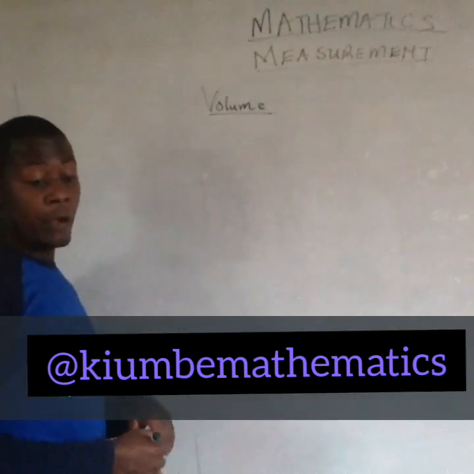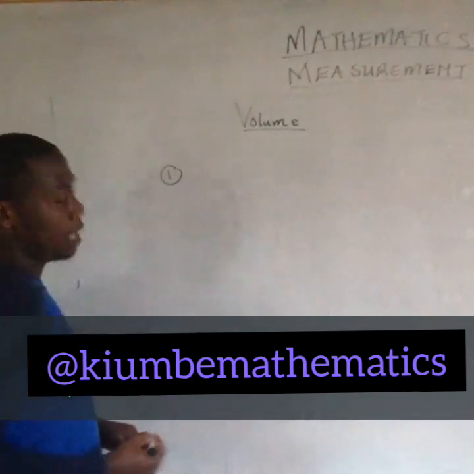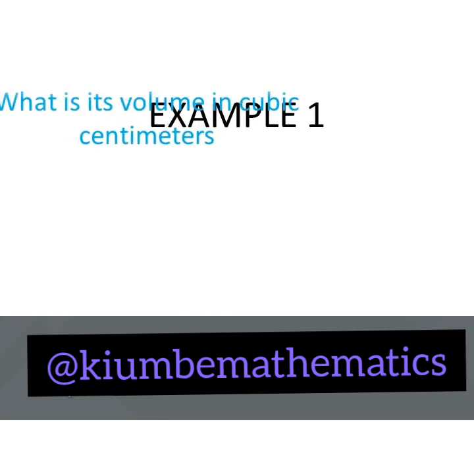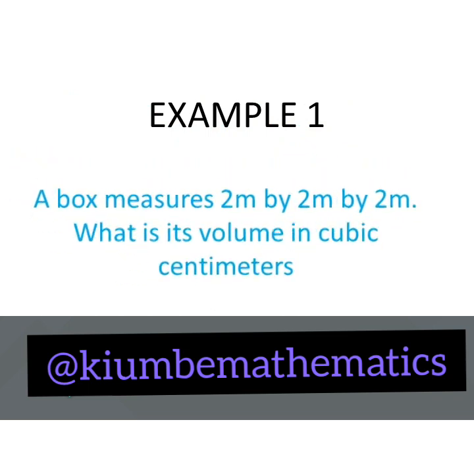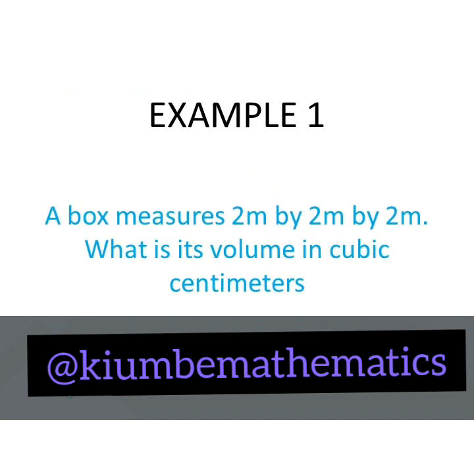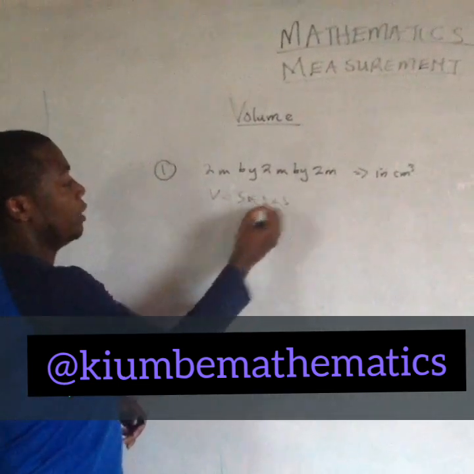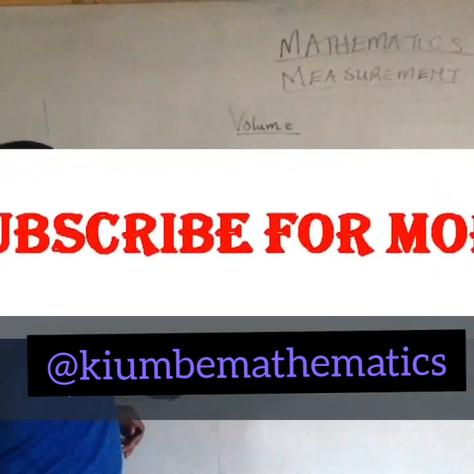On the same, I want us to look at some examples. Example 1 that we shall be looking at is a box measuring 2 meters by 2 meters by 2 meters. Find its volume in cubic centimeters. So we know that this is like a cube, therefore volume shall be side times side times side, which is 2 by 2 by 2, which will give us 8 meters cubed.